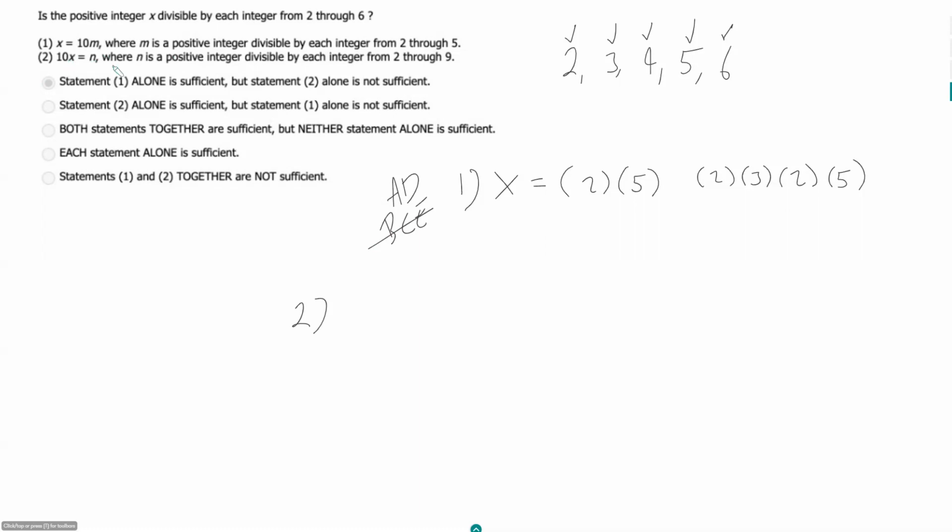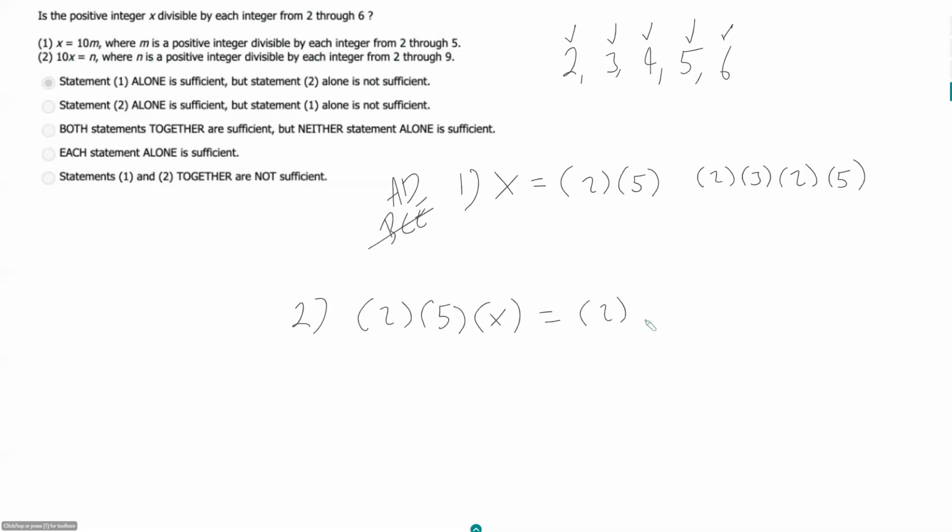The second statement: 10x is equal to n, where n is a positive integer divisible by each integer from 2 through 9. Okay, so what is this saying? So this is saying 2 times 5 times x is equal to n, and so what does n have to contain? N has to be divisible by 2, so it needs a 2.